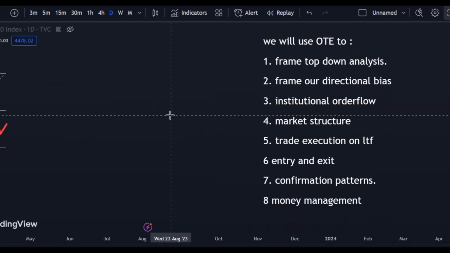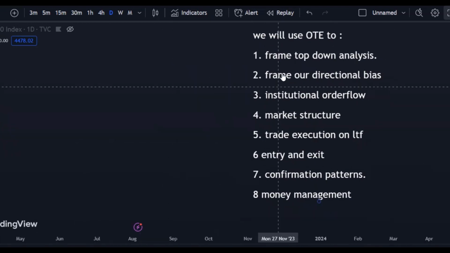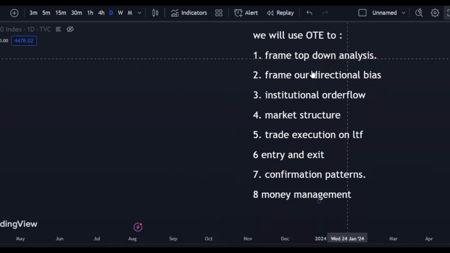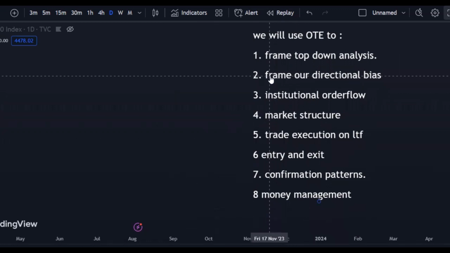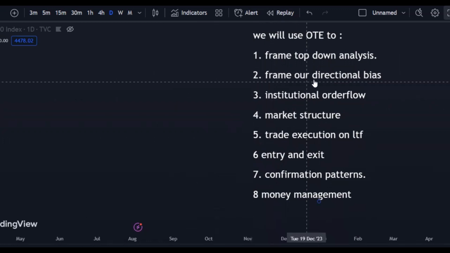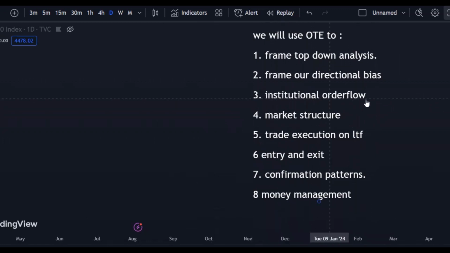It's like a complete trading model that you can basically, that is the only thing you do. And by the end of this video, some of you may even need to change your trading strategy to just using this simple strategy that works. You can use optimal trade entry to frame your top-down analysis, to frame your directional bias. You can use it to determine the institutional order flow. And one of the most difficult things in ICT that most guys encounter is this number 2 and number 3, all right, framing their directional bias and institutional order flow.